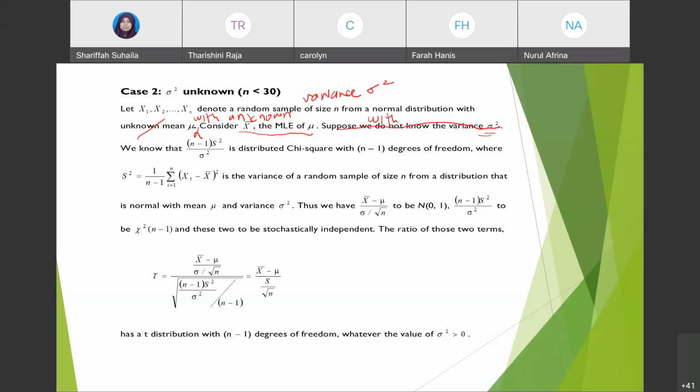Okay. Let x1, x2, xn denote a random sample of size n from a normal distribution with unknown mean mu and also unknown variance sigma square. So consider x bar is the MLE of mu. Okay. So note that okay, kita ada n minus 1 s square over sigma square is distributed as chi-square with n minus 1 degree of freedom.